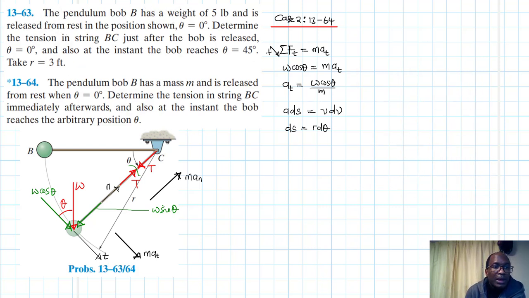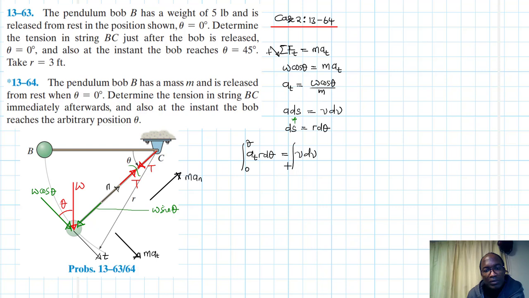So with that in mind, we can replace this here, and once we do so, I want to replace a_t there, and then we'll have r dθ like so. This is just equal to v dv. So let's integrate this. Here our boundary condition for theta is θ equal to 0, then to θ, an arbitrary value.